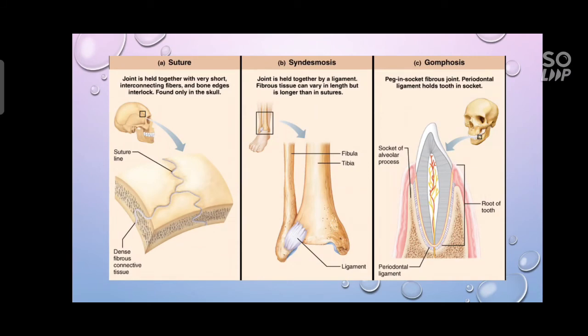When we say suture, it is a joint held together with very short interconnecting fibers and bone edges interlocked, found in the skull. Syndesmosis is a joint held together by a ligament, and the fibrous tissue can vary in length but is longer than in sutures. An example of that is the joint between the tibia and the fibula bone. Gomphosis, like in the socket fibrous joint, the periodontal ligament holds the tooth in the socket.